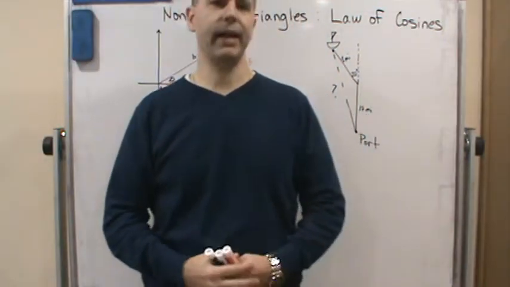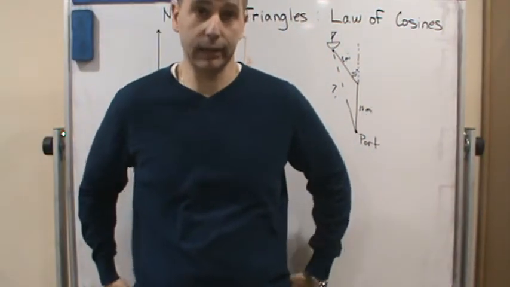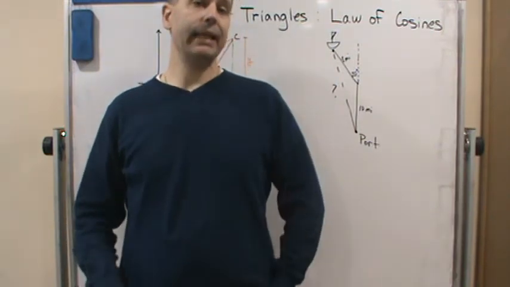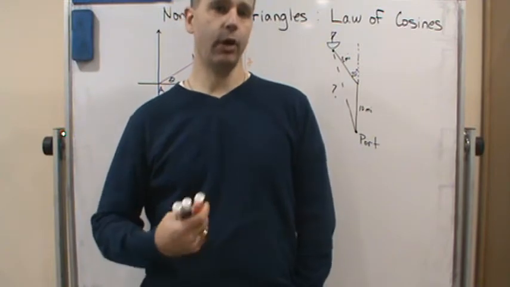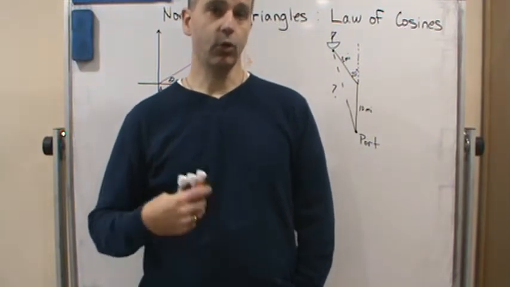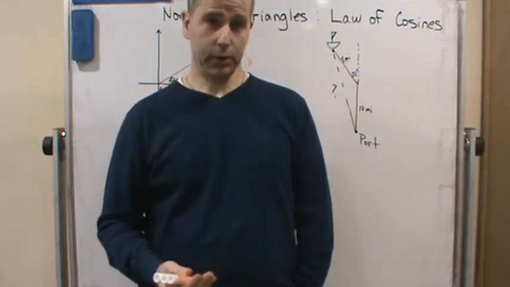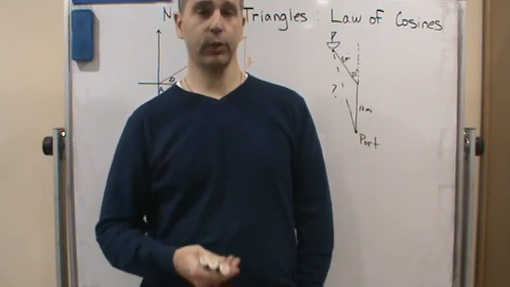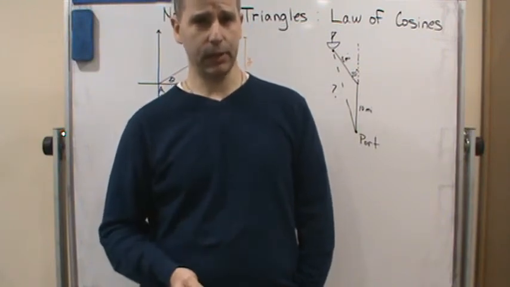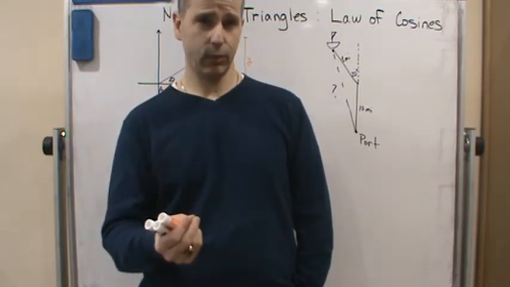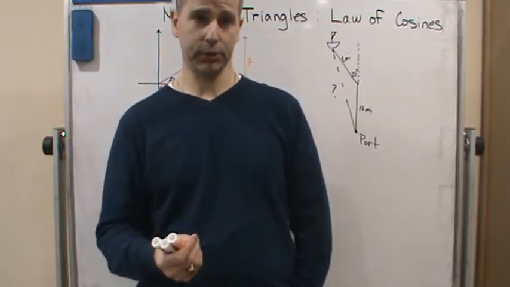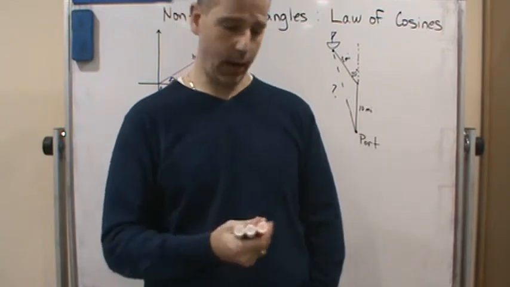Okay, so welcome back, and now we're going to talk about the law of cosines. Now, in the previous videos we've talked about different types of triangles and how the law of sines helps us to solve those triangles. There are two types of triangles where the law of sines will not be able to help us, and that is where we know all three sides but no angles. So that's the side, side, side triangle.